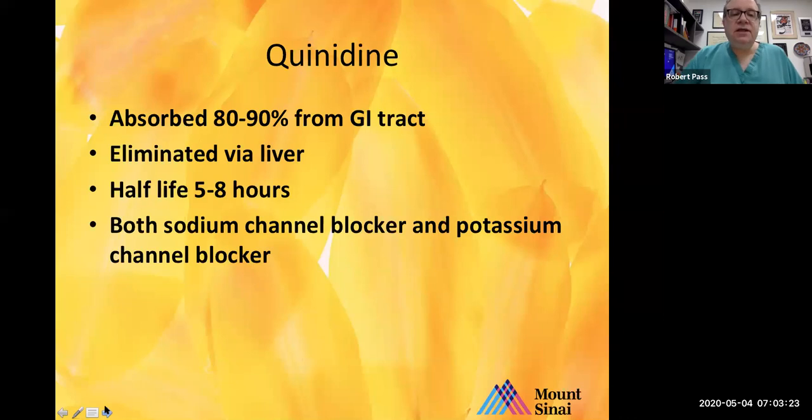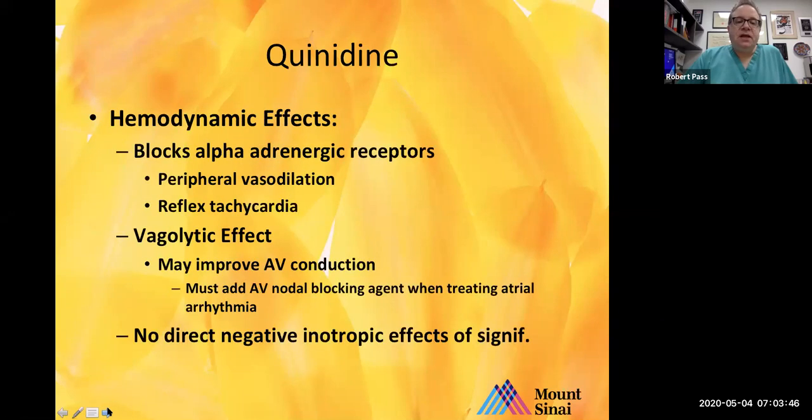So quinidine is the first of the three agents. It's absorbed 80 to 90% from the GI tract. It's eliminated via the liver, and it has a fairly short half-life of 5 to 8 hours. As with all 1A agents, it's predominantly a sodium channel blocker, but also blocks potassium channels. It has a number of hemodynamic effects. It blocks alpha adrenergic receptors, which results in peripheral vasodilation, which causes a reflex tachycardia. Quinidine is also a vagolytic, and it may enhance AV conduction.